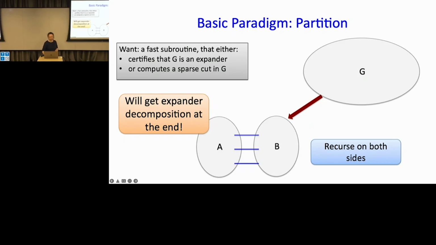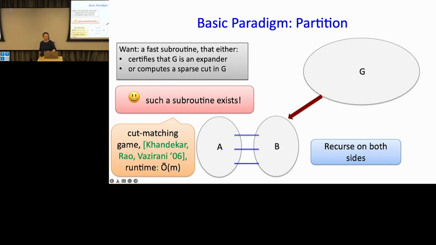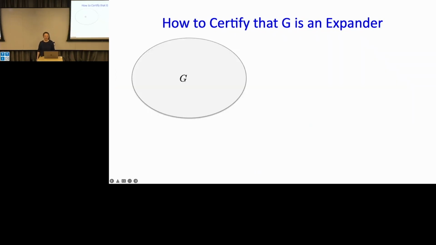The really great news is that such a subroutine does exist. It's called the cut matching game of Khandekar, Rao, and Vazirani, and it's very fast. The time is close to linear in the number of edges. I just want to quickly say a few words about this cut matching game, and in particular, how can we certify that our graph is an expander?